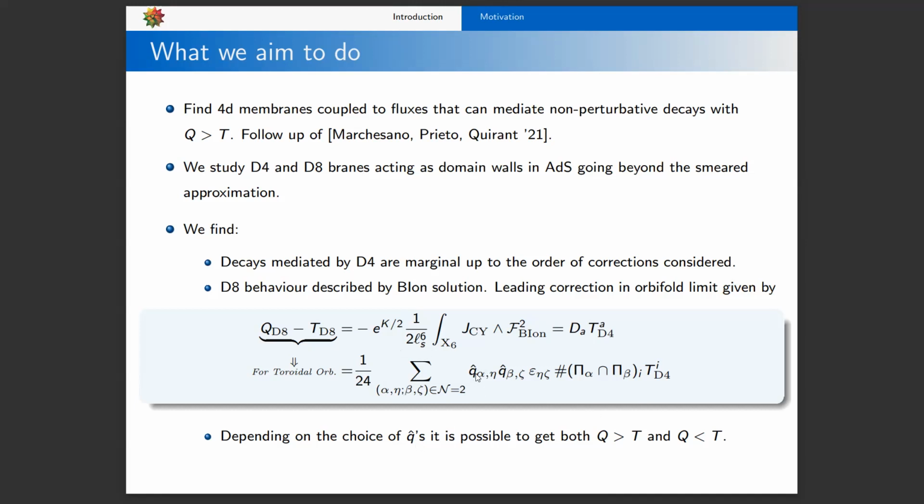Depending on the choice of these charges, we can build both toroidal orbifold examples: cases in which the charge is greater than the tension and cases in which the tension is greater than the charge, up to this order of approximation.